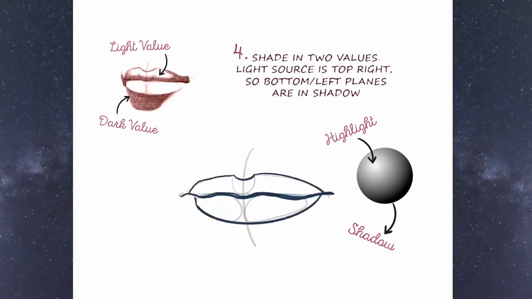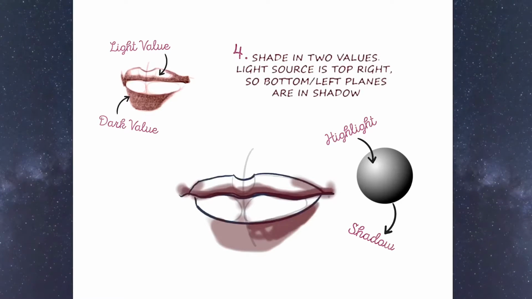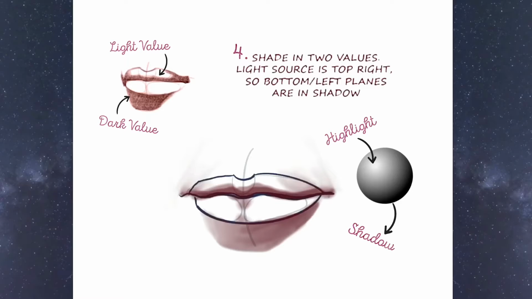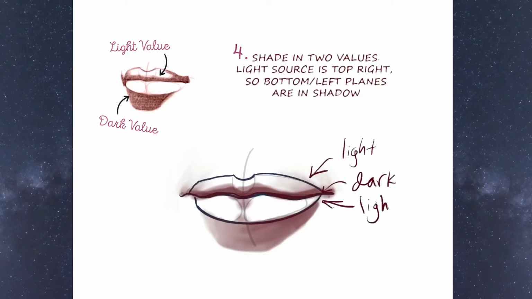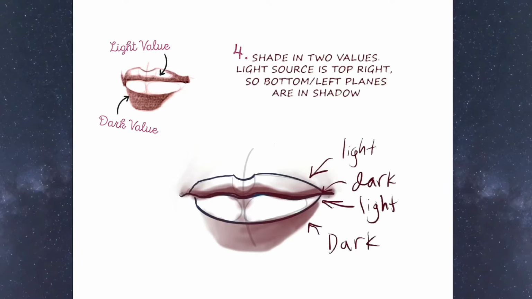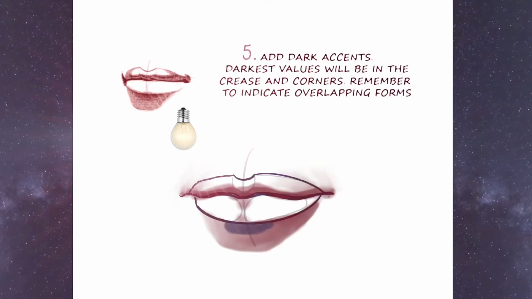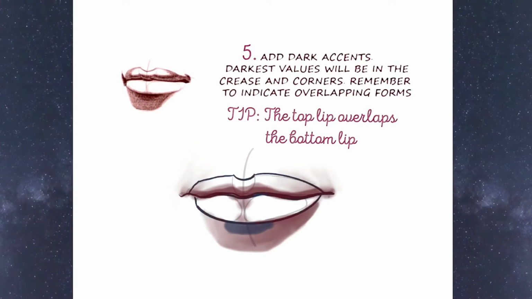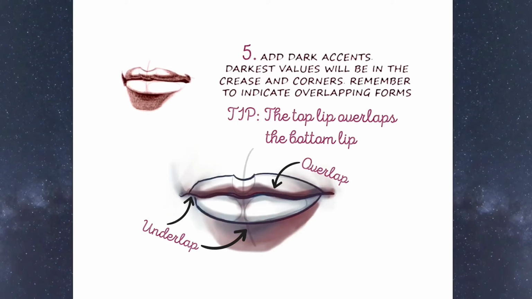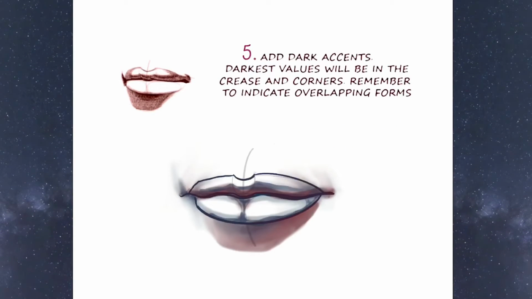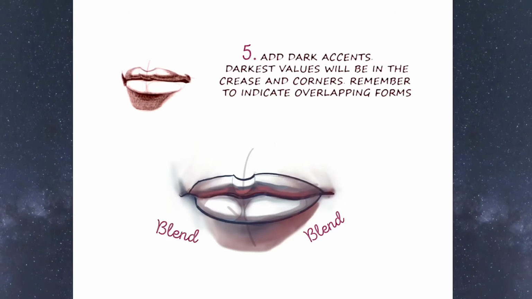Plan your highlights and shadows on your lips by thinking of the planes as spheres. You'll place your highlights and shadows in a pattern of light to dark, which may shift depending on where your light source is coming from. Place darker shadows where forms underlap. The crease under the bottom lip and between the top and bottom lips and in the corners of the mouth will contain the darkest shadows.